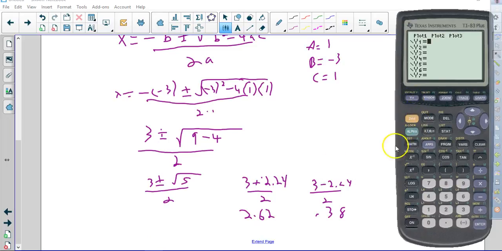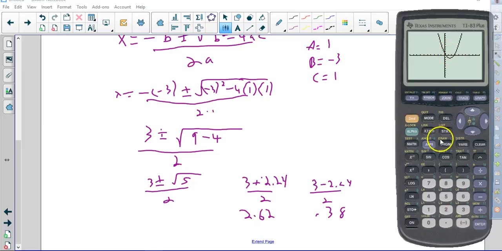So let's enter this again real quickly, just for practice. X squared minus 3x plus 1. And graph it. And you can see that it hits just between 0 and 1, pretty close to 0, and pretty close to 3. So that makes absolute sense.